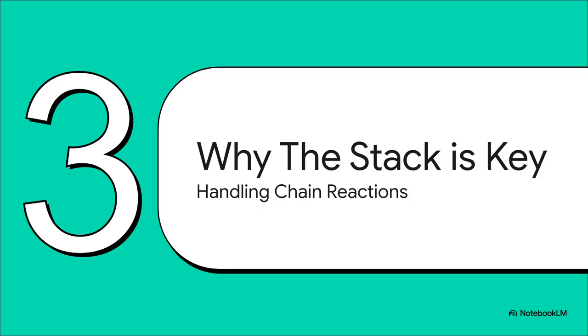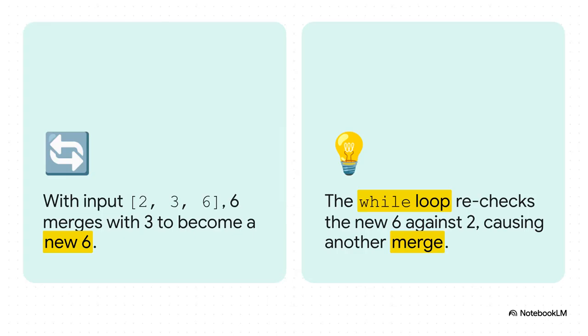So we've seen what happens, but let's take a second to talk about why it works so well. Why is using a stack so clever for this problem? The real magic is all about how it handles those chain reactions. Okay, this right here is where you really see the genius of this whole algorithm. Let's look at a new list, 2, 3, 6. After we process the first two numbers, our stack is 2, 3. Now when the 6 comes along, it merges with the 3 on top and it becomes a new 6.